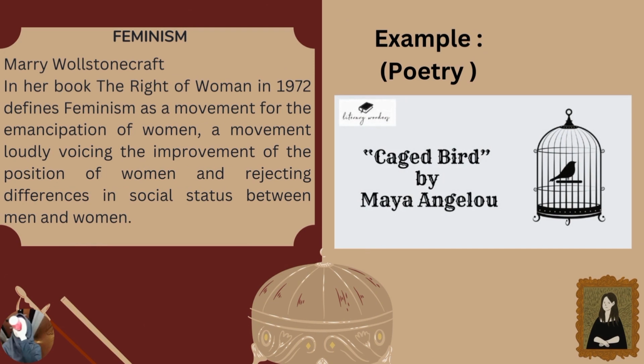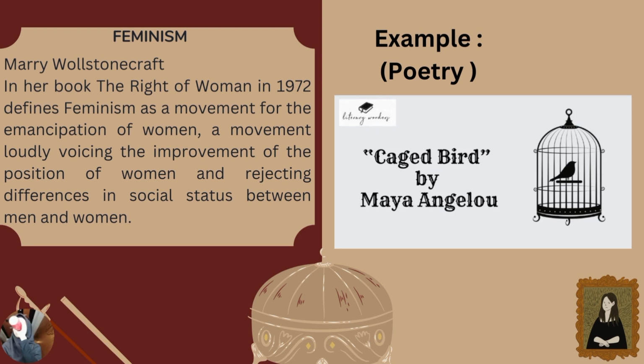The next theory is gender theory or feminism. Mary Wollstonecraft, in her book A Vindication of the Rights of Woman in 1792, defines feminism as a movement for the emancipation of women and rejecting differences in social status between man and woman. One example of feminism in poetry is by Maya Angelou.